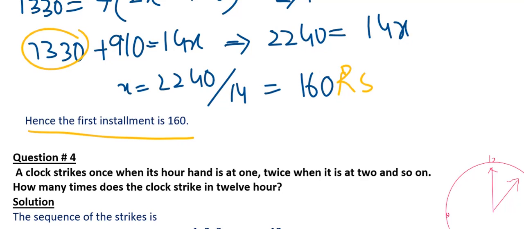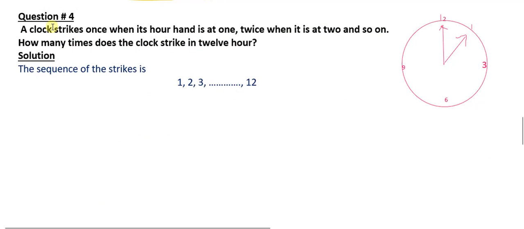Now let's come to the next question. The next question is question number 4. A clock strikes once when its hour hand is at 1. You can see that at 1 o'clock the hand is at 1, and twice when it is at 2. At 2 o'clock the hand is at 2, and so on. How many times does the clock strike in 12 o'clock?